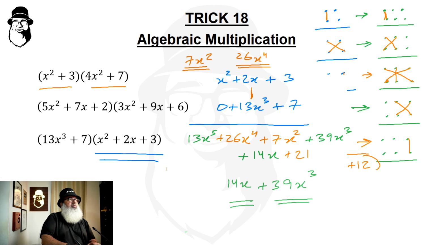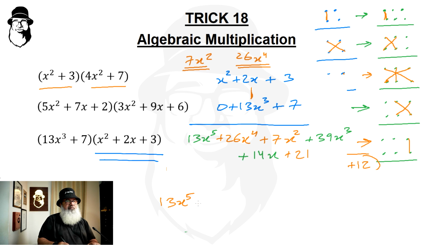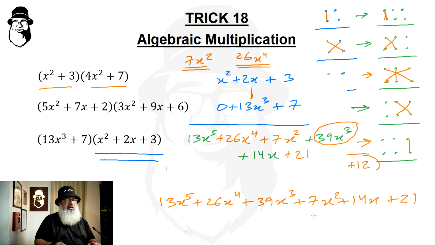Now what we can do is write them in descending order of powers. So 13x to the power 5 plus 26x to the power 4. Then I'm taking this term because it has x to the power 3, then x squared, plus 7x squared plus 14x plus 21, and that's our answer in one line.